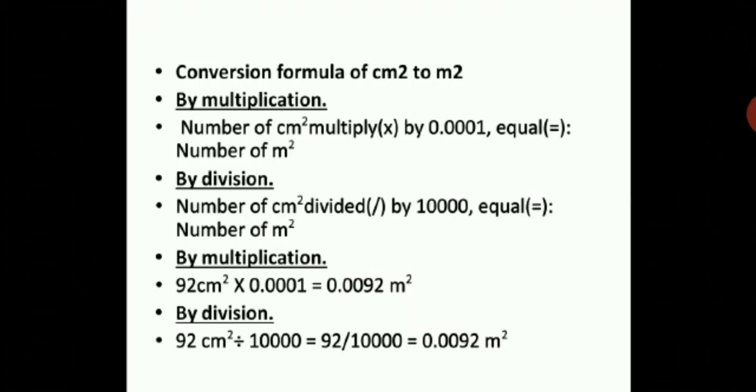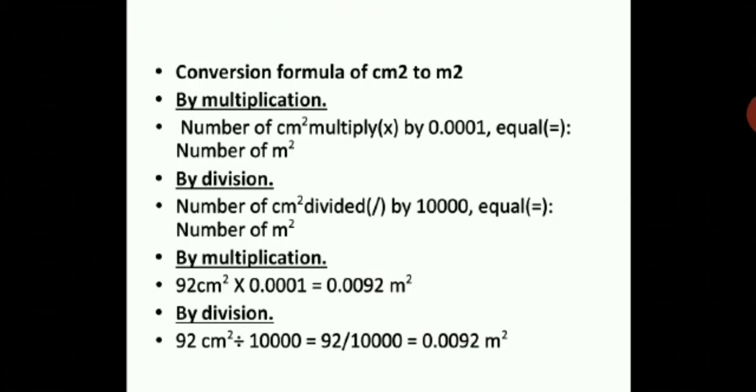Here an example is given. So take down the example by multiplication. Take down 92 centimeter square into 0.0001 will be equal to 0.0092 meter square. You just have to shift the decimal towards the left-hand side. You have to count the number of decimal places. How many decimal places do you have to move? 4 decimal places towards the left. You don't need to actually multiply, you just shift the decimal towards the left, and then you will get 0.0092 meter square.